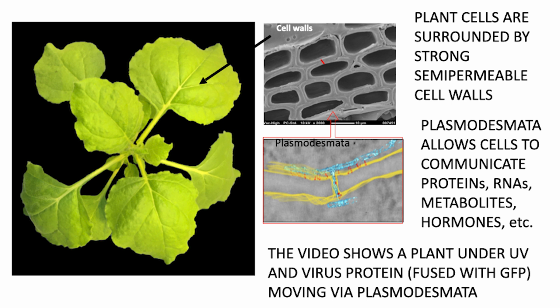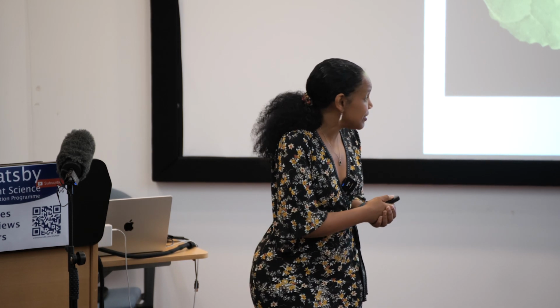The video that I'm going to show now shows a plant under UV light and a virus protein, which is infected in one of the source leaves of this plant. I want you to look at how the virus protein moves from the source cell into the sink tissue, into the new leaf. This virus protein is fused with GFP. Can anyone tell me which color the plant will be under the UV light? Under UV light, the plant will be red because of the chlorophyll, and the virus will be green because of the green fluorescent protein.